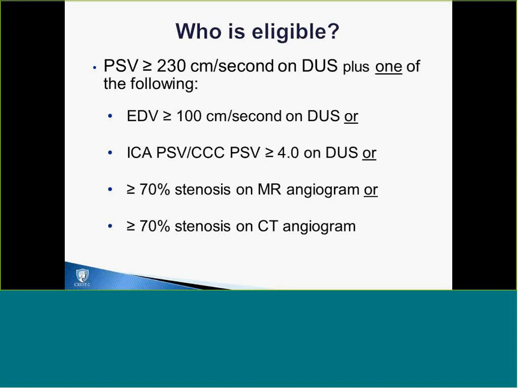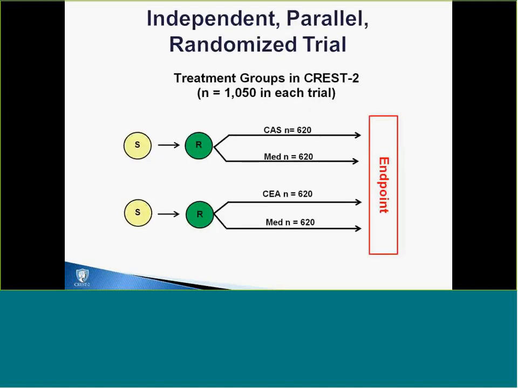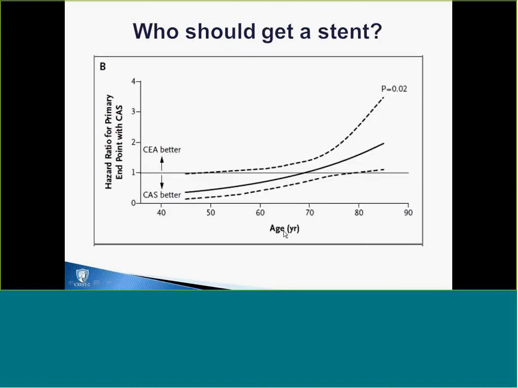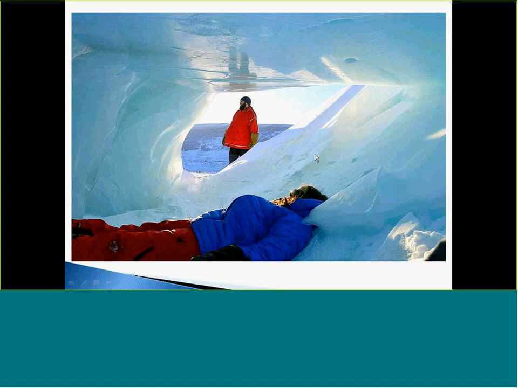So who's over 70%? Okay, by duplex, we can do it by angiogram, we can do it by CT. This is an independent parallel trial. So you can pick, I want to be in the stent trial, stent versus medicine, or I want to be in the surgery trial, endarterectomy versus medication. We know older patients are at higher risk for stent. So the older you get, the risk goes up with stent. If you're 70 or less, you can do better with a stent. If you're older than 70, you may do better with surgery.